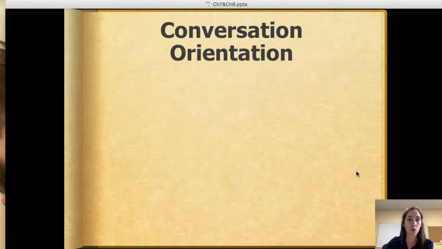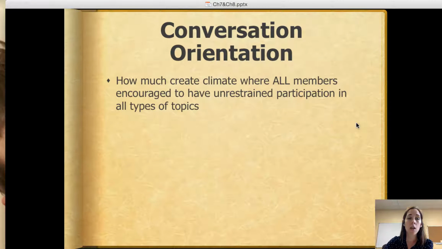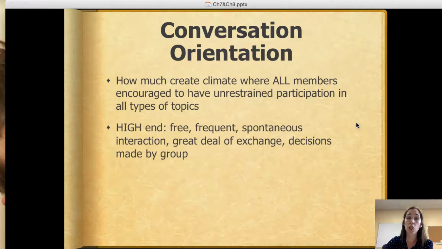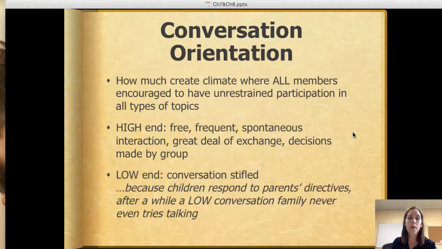First we have conversation orientation, which is the degree to which the parents create a climate where all members are encouraged to have unrestrained participation in all types of topics. If you're high in conversation orientation, that means that you have free, frequent, spontaneous talk. You're gabbing all the time about all sorts of things, and everyone's, oh, talk, talk, talk, tell me, tell me, tell me. Ooh, yes, be open. Low end, conversation is stifled. Stifled to such a degree that family members might even just stop trying altogether because no one wants to hear what they have to say.